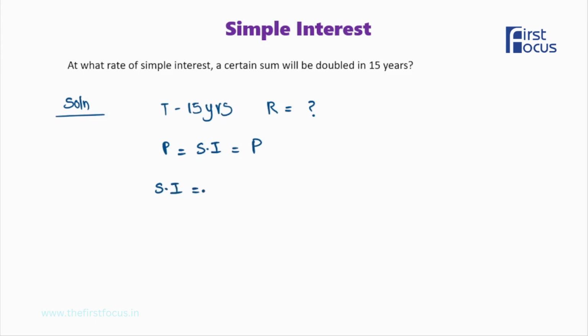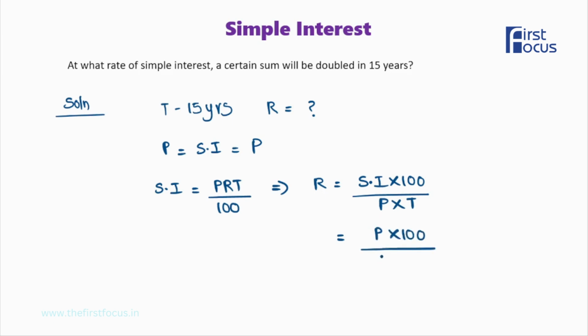The formula for simple interest is SI is equal to PRT divided by 100. From this, the formula for rate will become simple interest multiplied with 100 divided by principal amount into time. So the simple interest given is P into 100 divided by principal into 15. So we get the value of R is equal to 62 by 3%. At 62 by 3%, the certain sum will be doubled in 15 years.